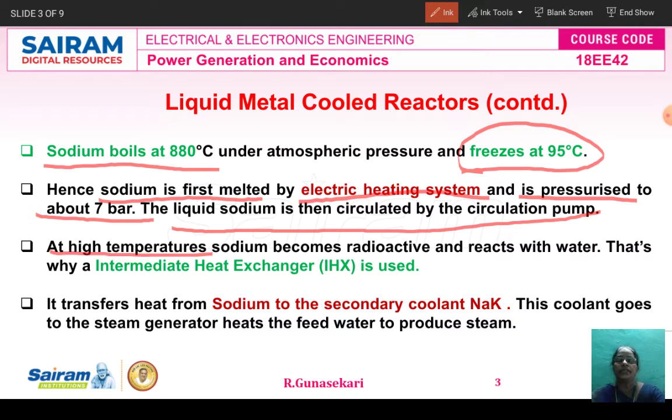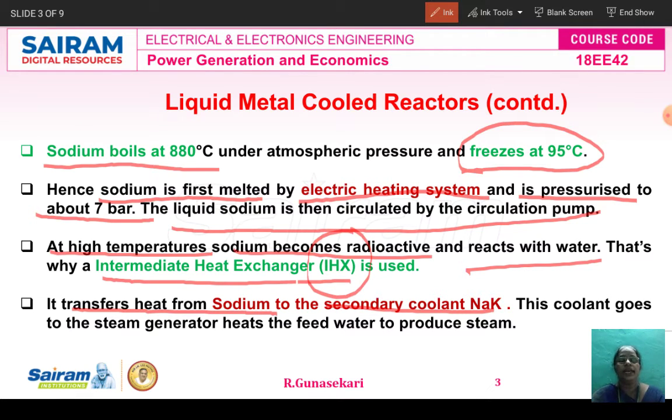At a high temperature, the sodium becomes radioactive and it reacts with water. That's why the intermediate heat exchanger, that is IHX, is used in the reactors. This type of heat exchanger transfers heat from the sodium to the secondary coolant NaK, that is sodium-potassium. This coolant goes to the steam generator and heats the feed water to produce steam. This is the procedure for producing steam.